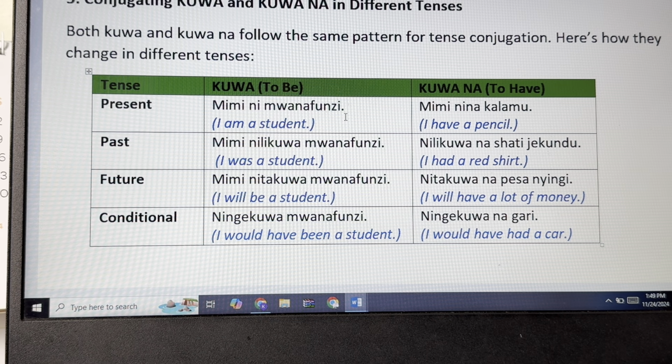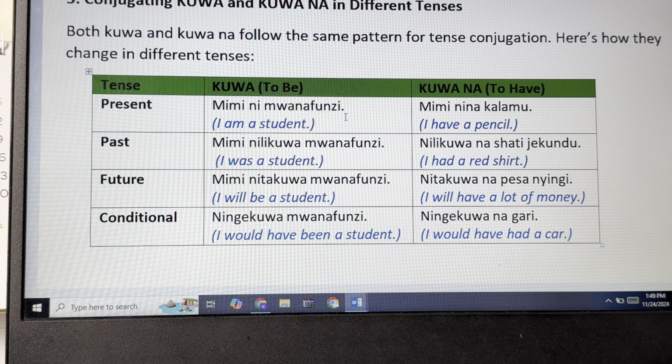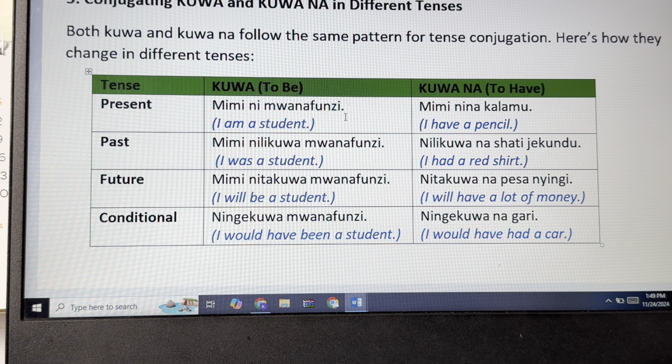I would like you to write example sentences in the comment section, using either kuwa or kuwa na. When expressing different conditions or emotions, we mostly use kuwa na. In case you use kuwa, then it implies something else.